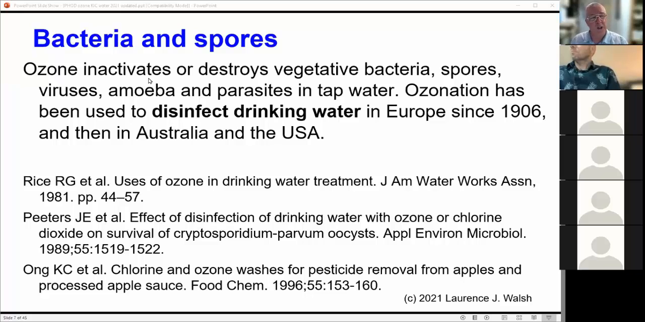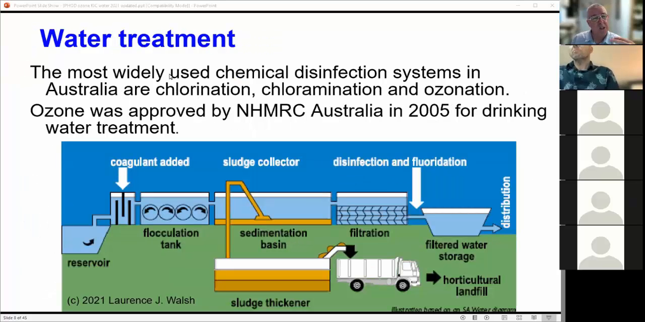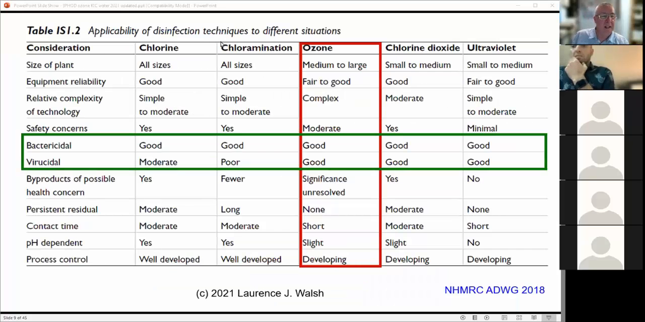So it's a normal thing to treat water with ozone in order to disinfect it. And that shows you that it's very, very broad acting in terms of its antimicrobial effects. And that's why it was approved in Australia in 2005, officially by the NHMRC, to treat water. And that's why it's used in Sydney and Brisbane and many other municipalities for water treatment. And not surprisingly, what we do in dentistry is like a mini scaled down version of the same type of technology. In fact, this is taken from the current version of the Australian Drinking Water Guidelines, the ADWG.